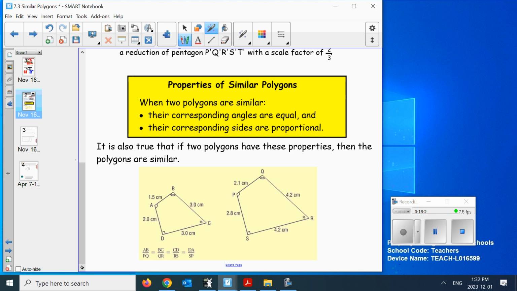It's also true that if two polygons have these properties, say the other way around, then you know they're similar. So you can say vice versa. And that's not always true. It is.